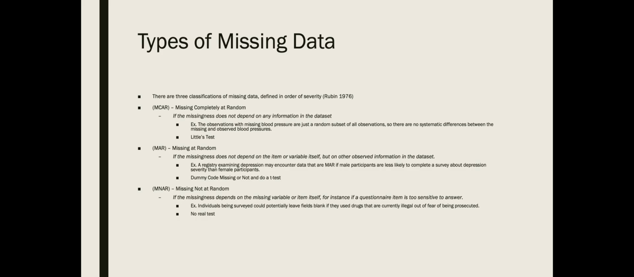The third classification is MNAR, missing not at random, where the missingness depends on the missing variable or item itself. For instance, if a questionnaire item is too sensitive to answer. For example, individuals being surveyed could potentially leave fields blank if they use drugs that are currently illegal, out of fear of being prosecuted. There is no test to find out if it's missing not at random.